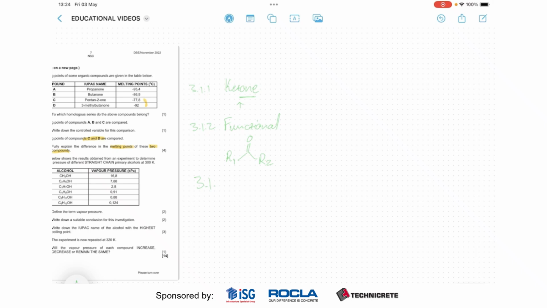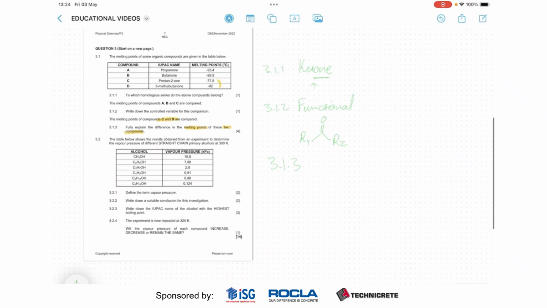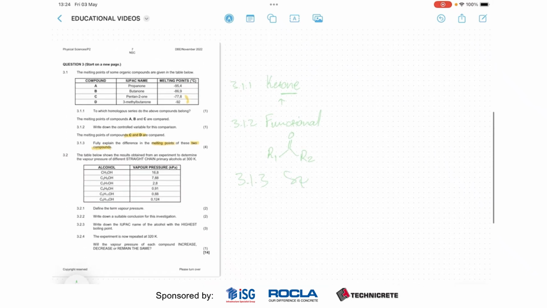So 3.1.3, like we said: structure, intermolecular forces, energy, relating this to temperature.